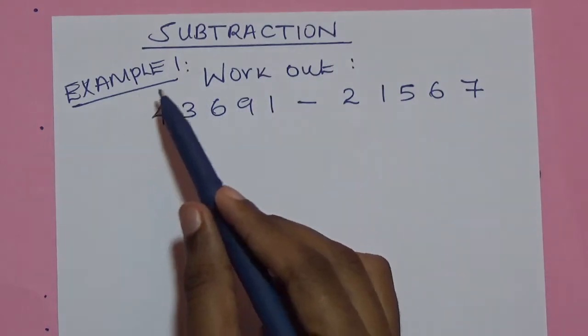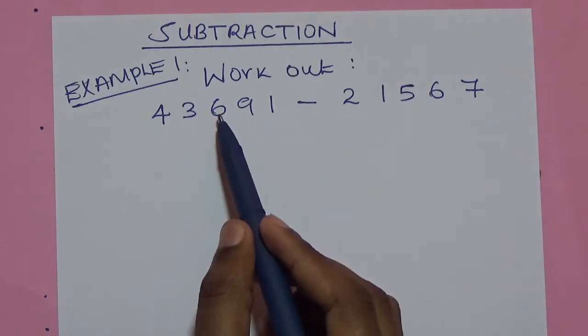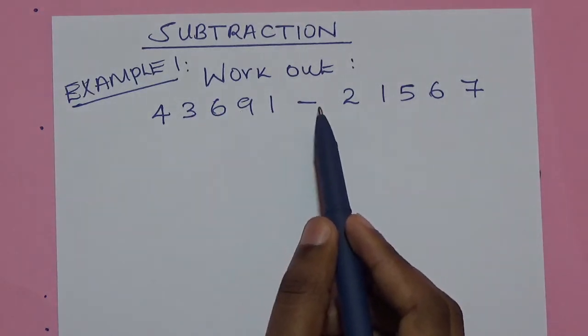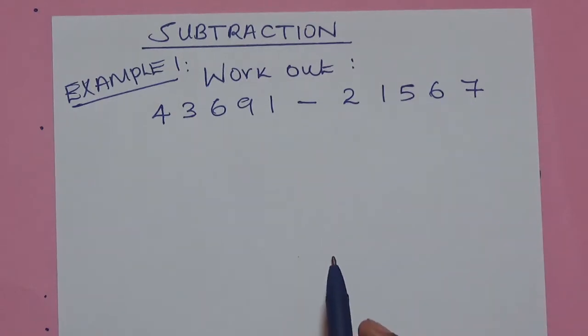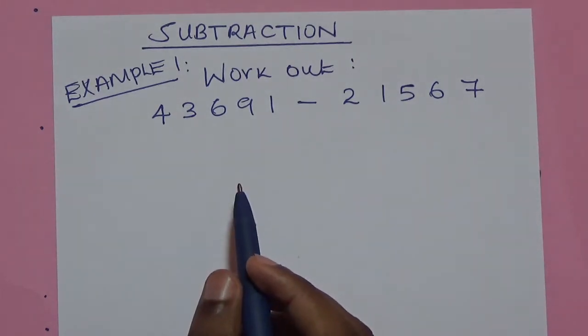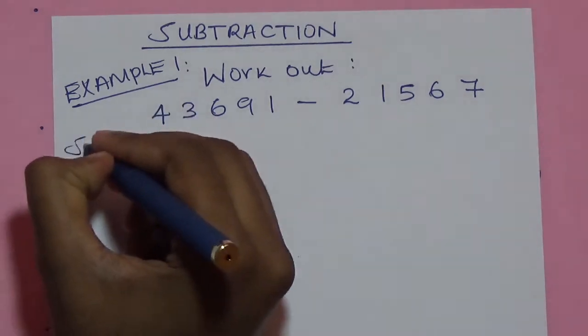In our first example, we are told to work out 43,691 subtract 21,567. We are going to use the same procedure or the same process. So, look at the solution.